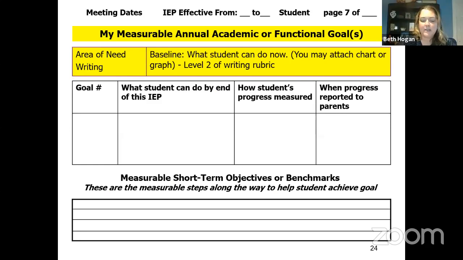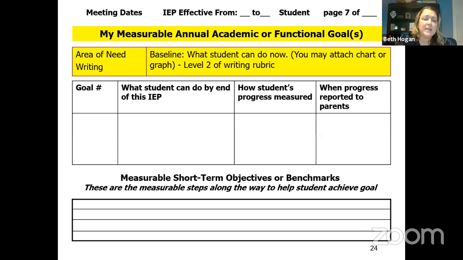Measurable annual academic or functional goals. So Anne kind of got us rolling on this a little bit. We've got your area of need, and that could include anything that has been checked off in those boxes that Anne talked about. Our example here is writing.